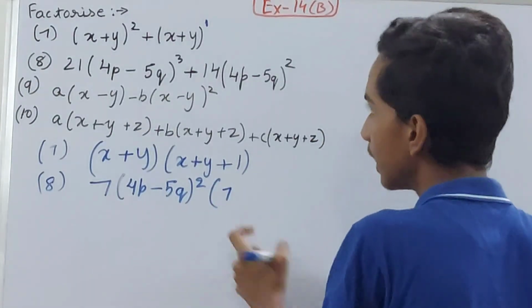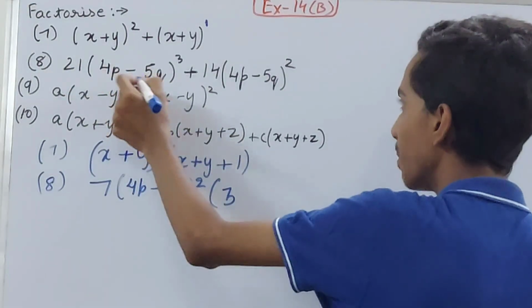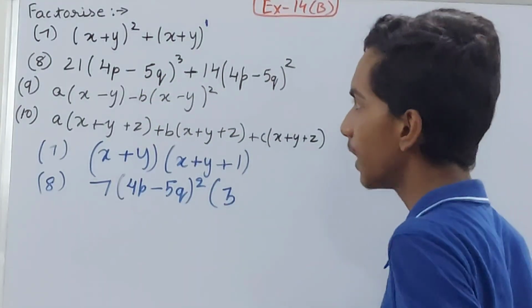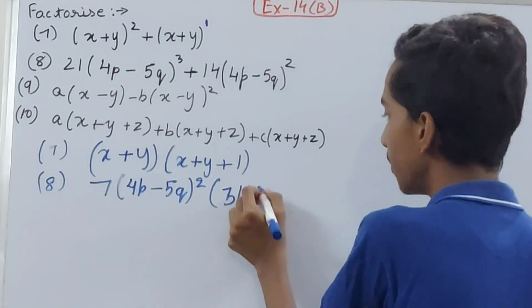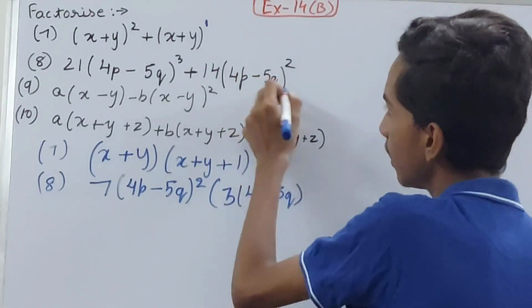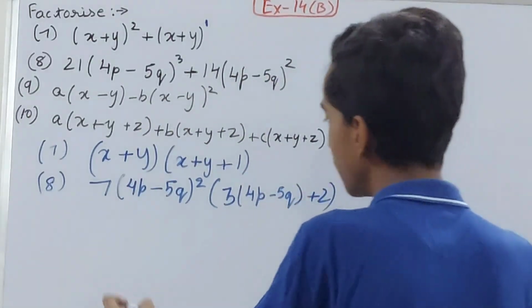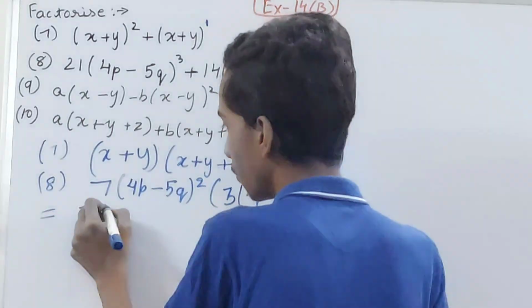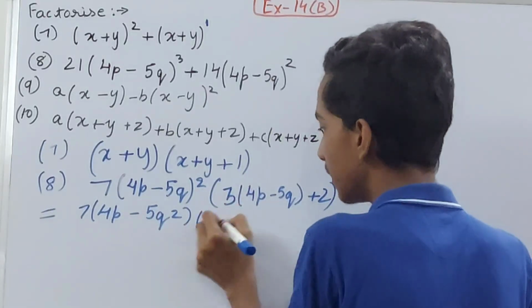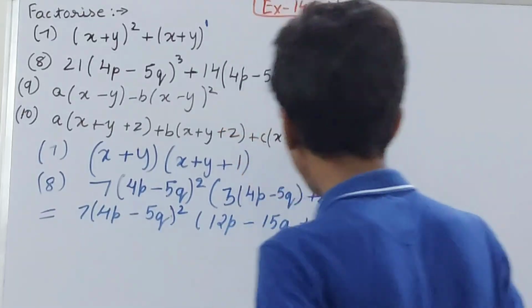Sorry, not 7, 3. 21 you divide by 7, you are left with 3. 4p minus 5q whole cube. So again 3 minus 2 you should do, because square we have already taken out as common. So 3 into 4p minus 5q, and here this is gone completely. Okay, 14 upon 7, that is plus 2. So open the brackets and see what are you left with. 7 into 4p minus 5q square into 3 into 4p, that is 12p, minus 3 into 5, 15. Now see here what do we have? This becomes our final answer, right?